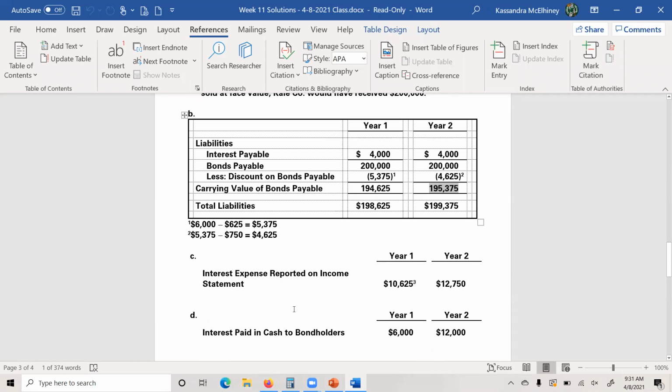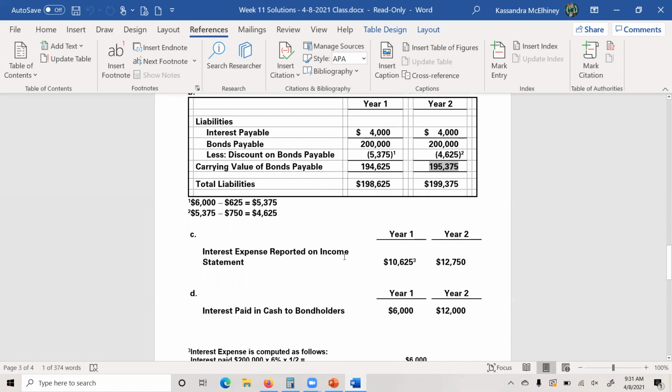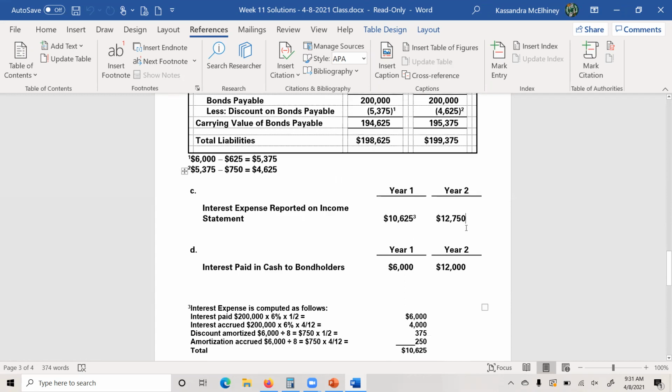So interest expense, part C, is really about the only remaining item we have. Interest expense reported on the income statement. Year two is not horrendous because year two is a full year's worth of interest: $12,000 of interest paid in cash, plus $750 of bond discount amortization. So on a bond that has a discount, interest expense is greater than interest paid. The opposite is true with bonds issued at a premium. Interest expense will be less than interest paid.